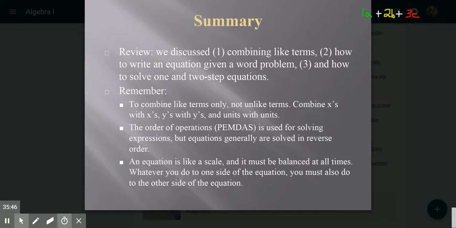And then an equation is like a scale, and it must be balanced at all times. Whatever you do to one side, make sure you also do to the other.